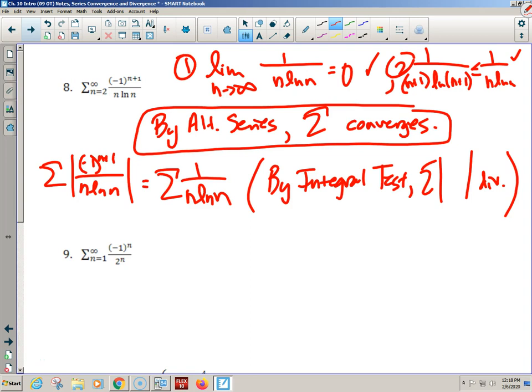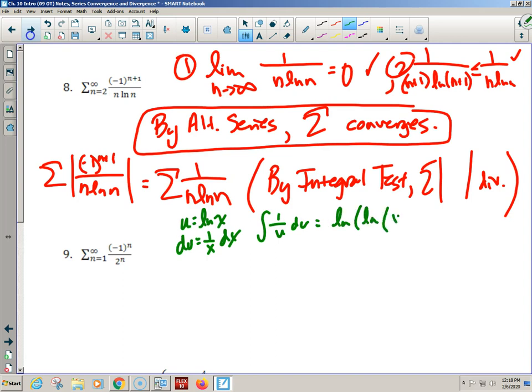But for those of you that are like, I don't know if I know how to use the integral test for that, you would need to use u is equal to ln of x. Remember, consider 1 over x ln of x. du is equal to 1 over x dx. And we end up with the integral of 1 over u du, which ends up being ln of ln of x from 2 to b, and the limit as b goes to infinity. And ln of infinity is infinity, so hence the infinite improper integral, which means the divergent absolute value.